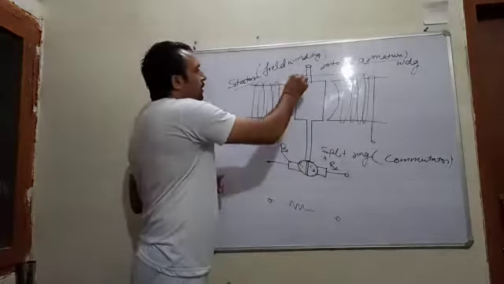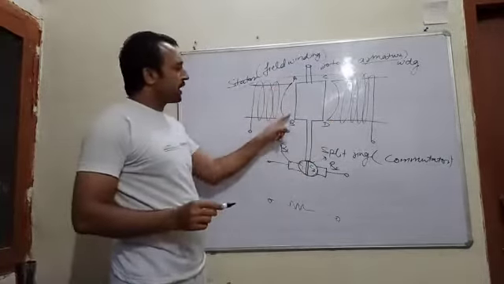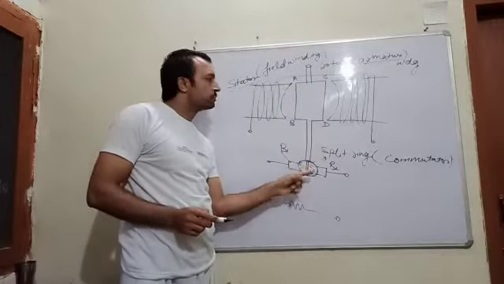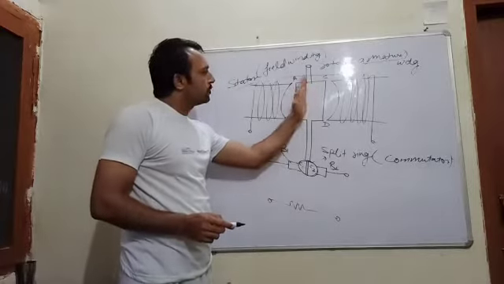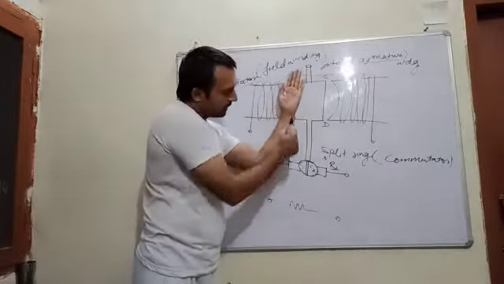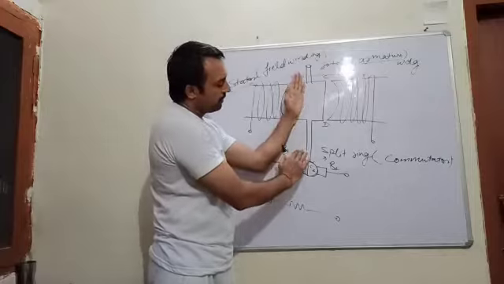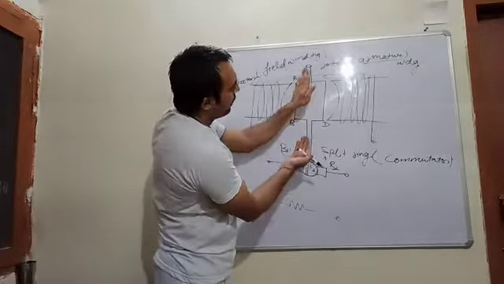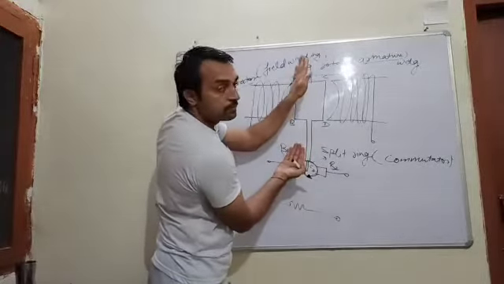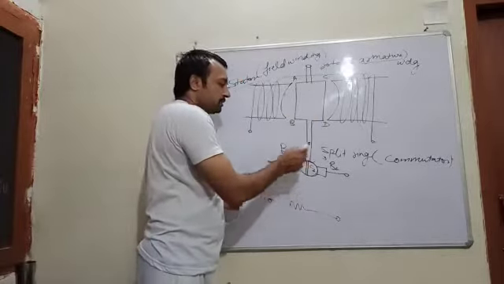Let the coil be ABCD. The AB side is connected to C1 and CD side is connected to C2. If AB is moving like this, along with the AB side, C1 will also move, and along with CD side, C2 will also move. Clear? So AB is connected to C1, CD is connected to C2.